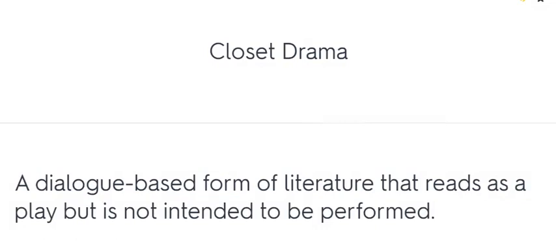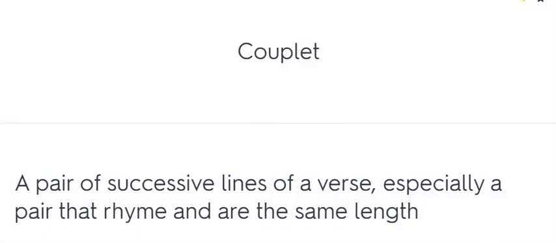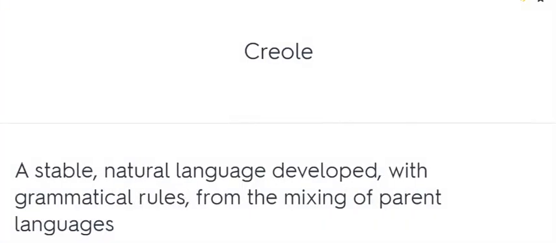Closet drama. A dialogue-based form of literature that reads as a play but is not intended to be performed. Couplet. A pair of successive lines of a verse, especially a pair that rhyme and are the same length. Creole. A stable, natural language developed with grammatical rules from the mixing of parent languages.